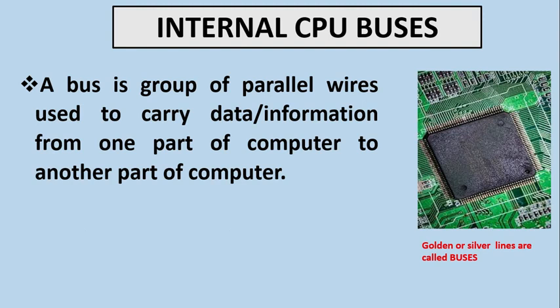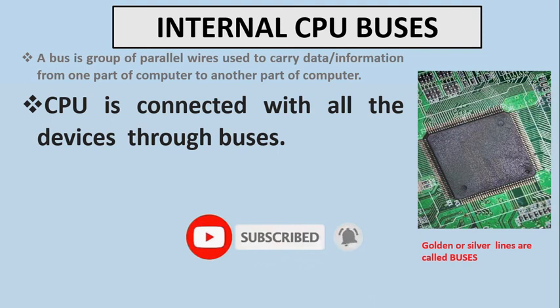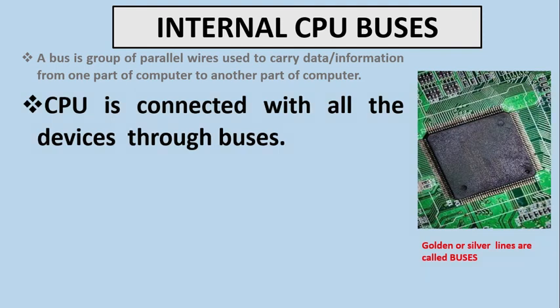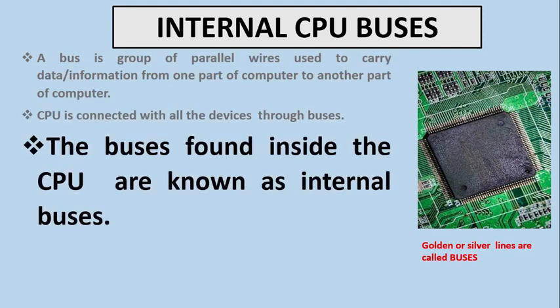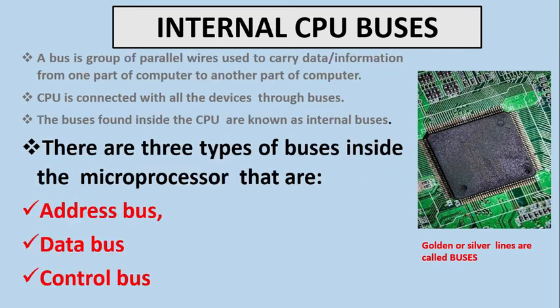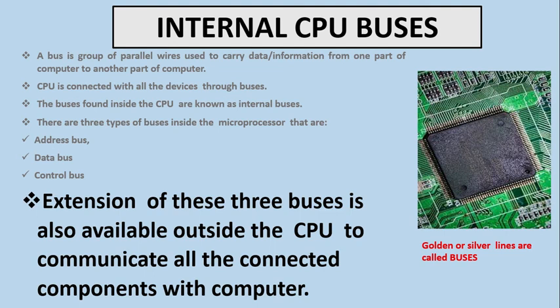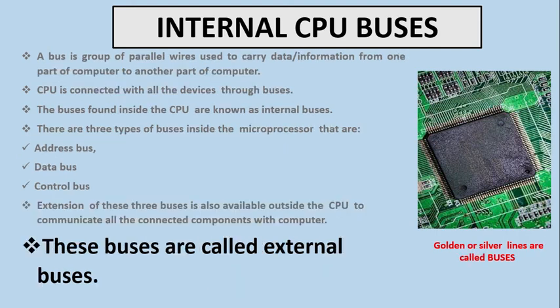Internal CPU buses. A bus is a group of parallel wires used to carry data or information from one part of the computer to another part of the computer. CPU is connected with all the devices through buses. The buses found inside the CPU are known as internal buses. There are three types of buses inside the microprocessor: address bus, data bus, and control bus. Extensions of these three buses are also available outside the CPU to communicate with all the connected components of the computer. These buses that are external to the microprocessor, extensions of the buses inside the central processing unit, are called external buses.